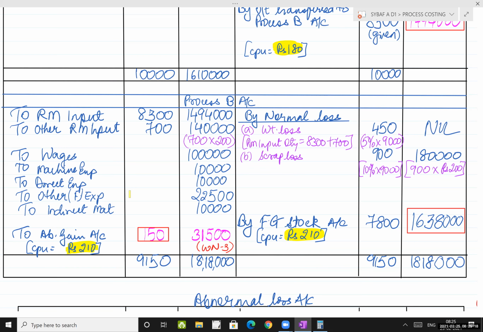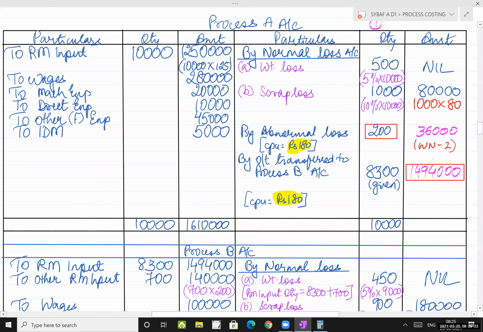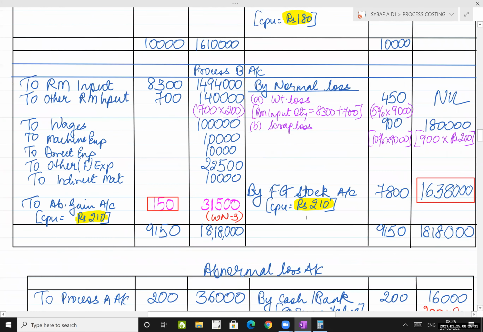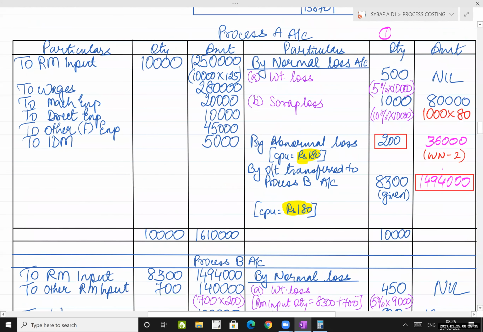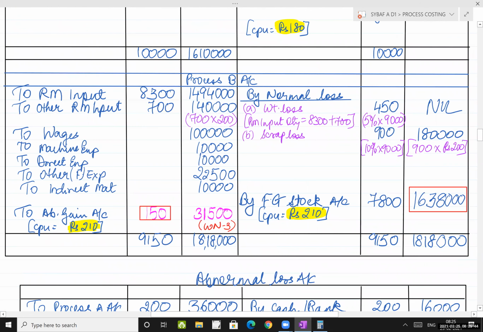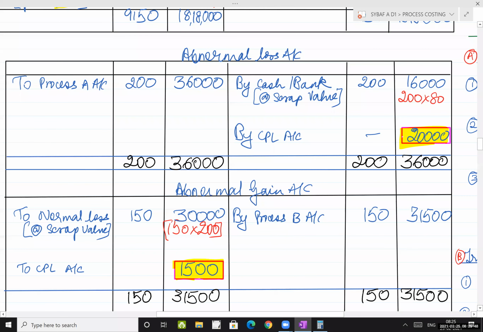Okay, so we have an abnormal loss account. So its second effect will go to the abnormal loss account, obviously. We have abnormal gain account. The second effect will go to abnormal gain account. We have normal loss in both the process accounts. Its second effect will also go in the normal loss account. Okay, so don't forget all that. So first prepare an abnormal loss and abnormal gain account.